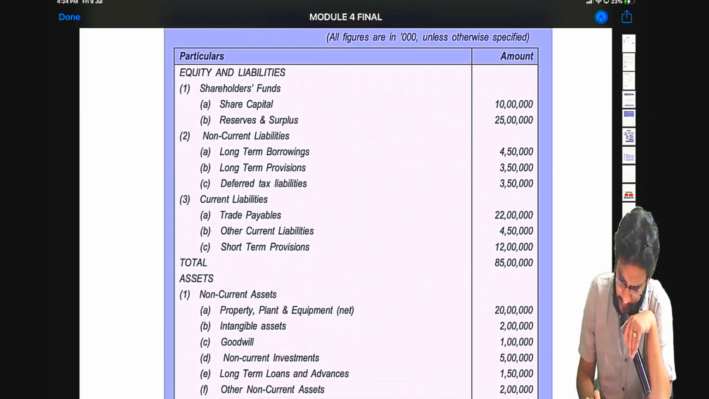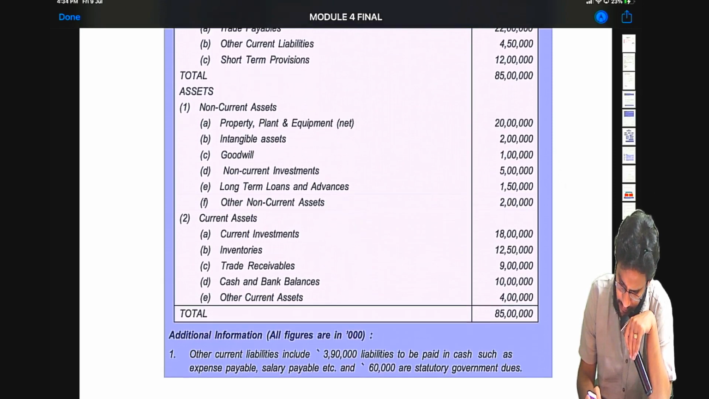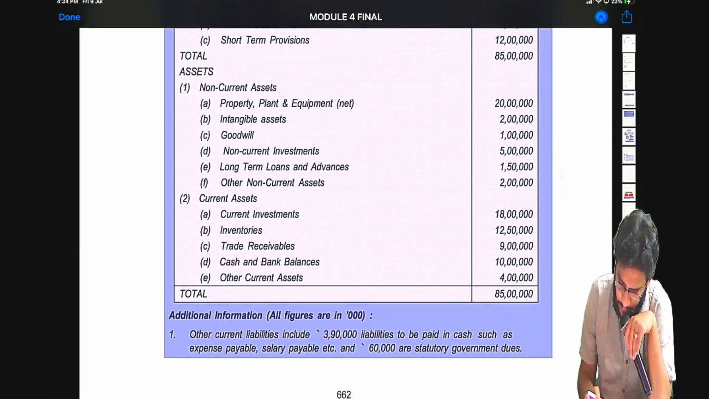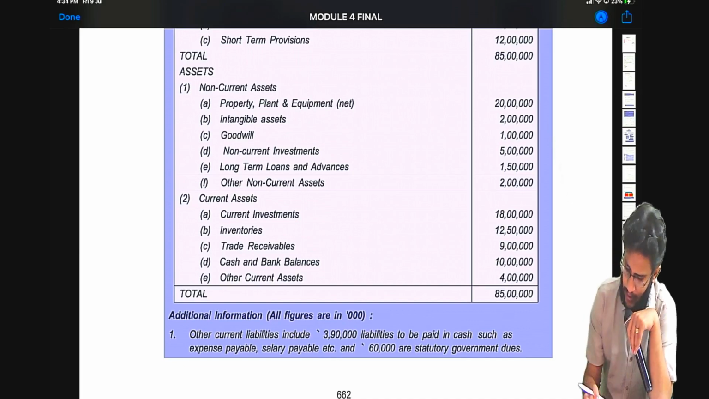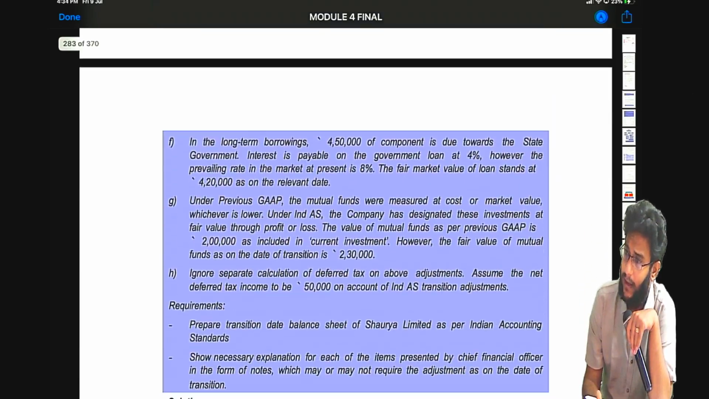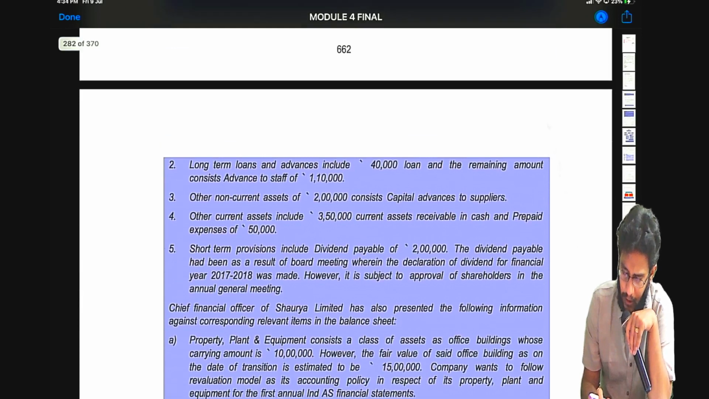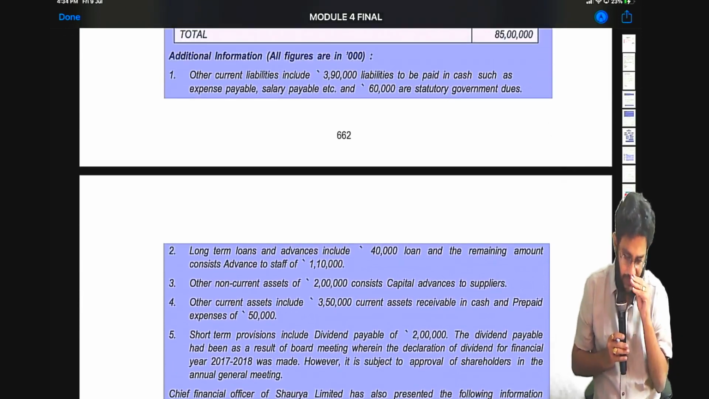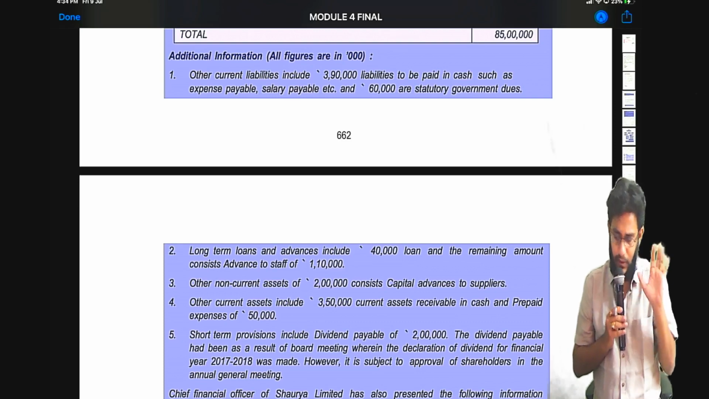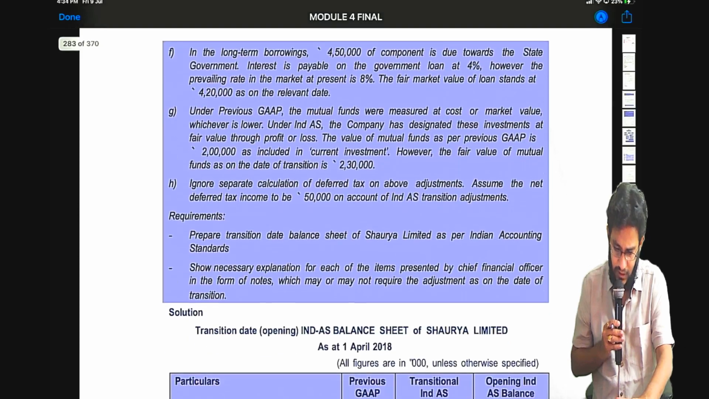So shareholder funds, non-current liabilities are there, deferred tax liabilities there, current liabilities are there, non-current assets, so PP, intangibles, goodwill, non-current investments, long-term loans, other non-current assets, current assets also it's full. Okay, good. Sir, the sum looks a little lengthy, but very easy sum, sir. Just to calm you down a bit and tell you. Additional information, if you see, 1, 2, 3, 4, 5 points are there. After that, A, B, C, D, E, F, G, H points are there.